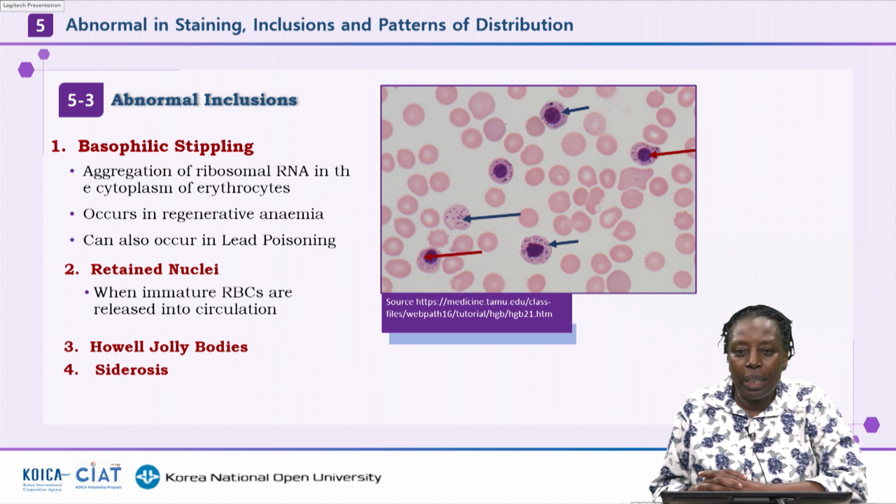The second abnormality is retained nuclei, shown by the red arrows. Those are immature red blood cells that have been released into circulation that still have the nucleus. And we also have other abnormalities like the Howell-Jolly bodies and siderosis, which you'll meet very later.